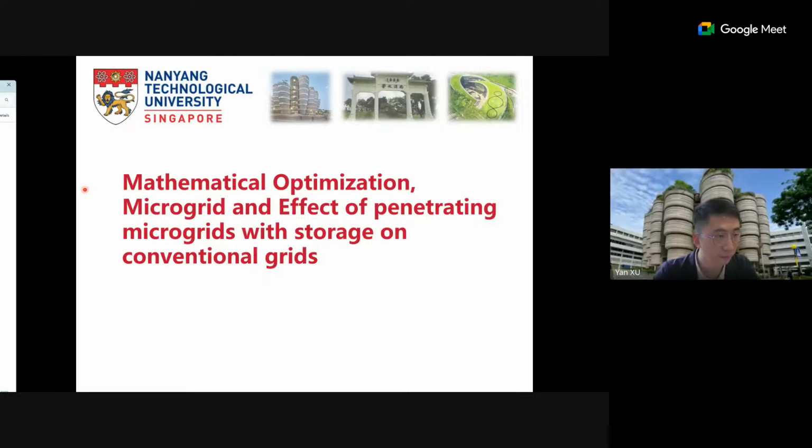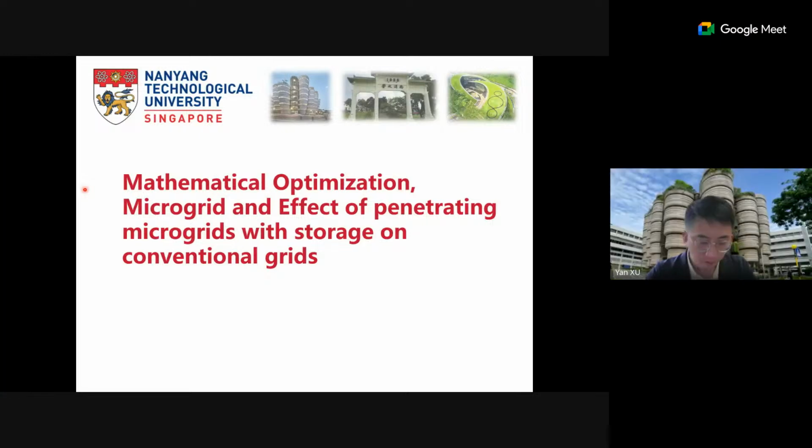Good morning, everyone. Welcome back to the GIAN course. Today's lecture is my last for the whole course. The topic is microgrids. First of all, I will introduce some fundamentals of mathematical optimization, which will be applied for microgrid energy management. After that, I will introduce some basic concepts and infrastructure of the microgrid.